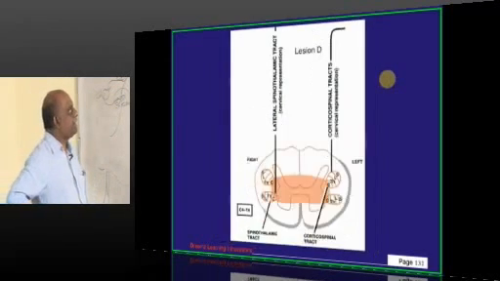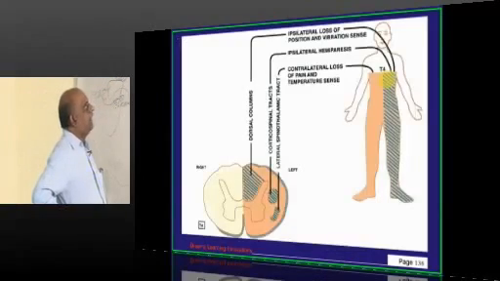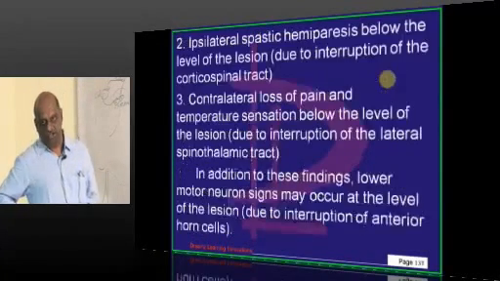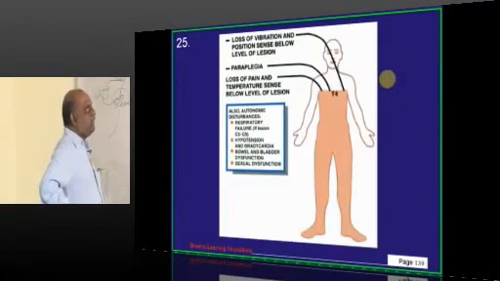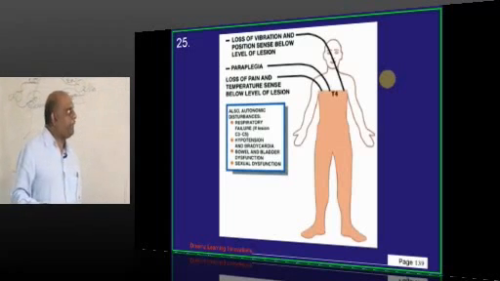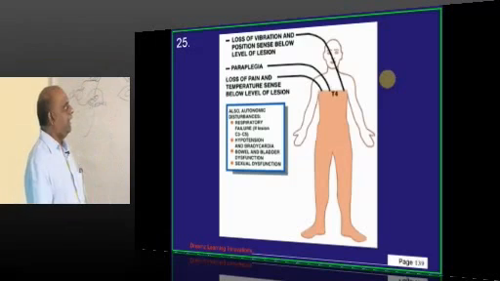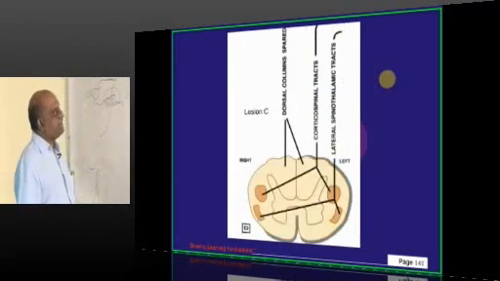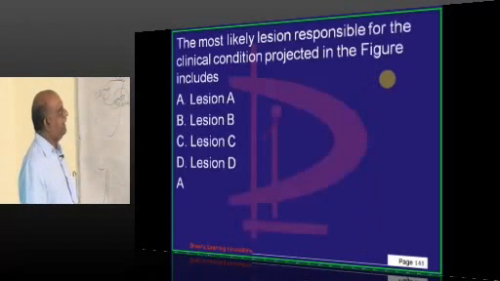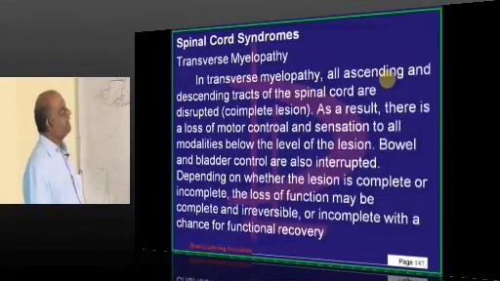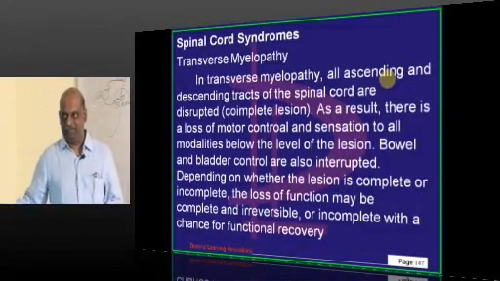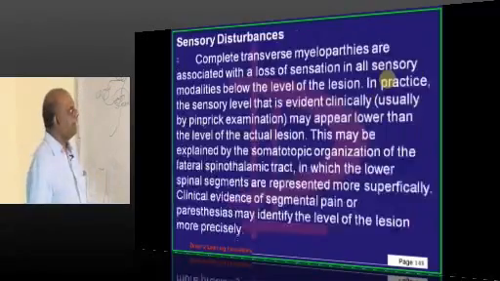Ipsilateral loss of position and vibration with ipsilateral hemiparesis, with contralateral loss of pain and temperature, is classical of hemisection of the spinal cord, which is basically called Brown-Sequard syndrome. Loss of vibration below the level of the lesion along with paraplegia, loss of pain and temperature below the level of the lesion, along with autonomic disturbances. Then what is the possibility? Typically it is a case of transverse myelopathy, which is associated with that combination.